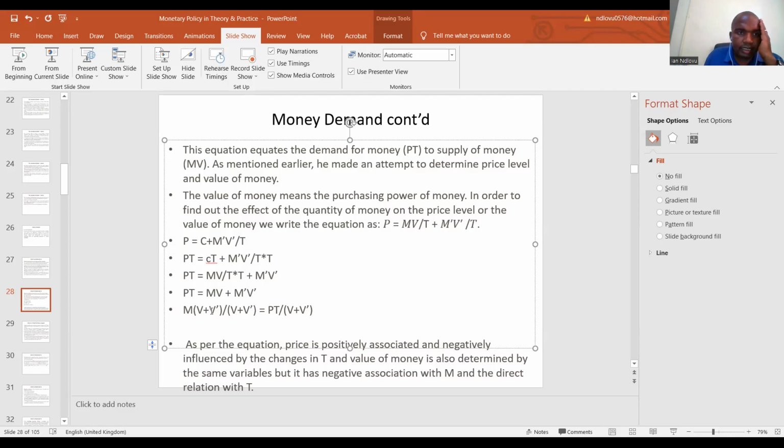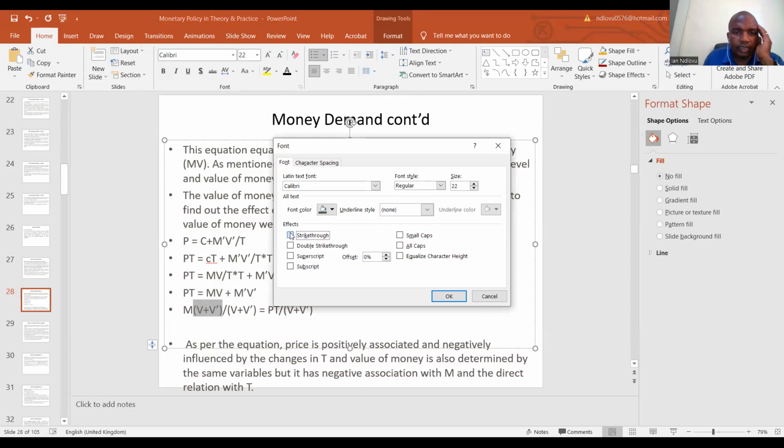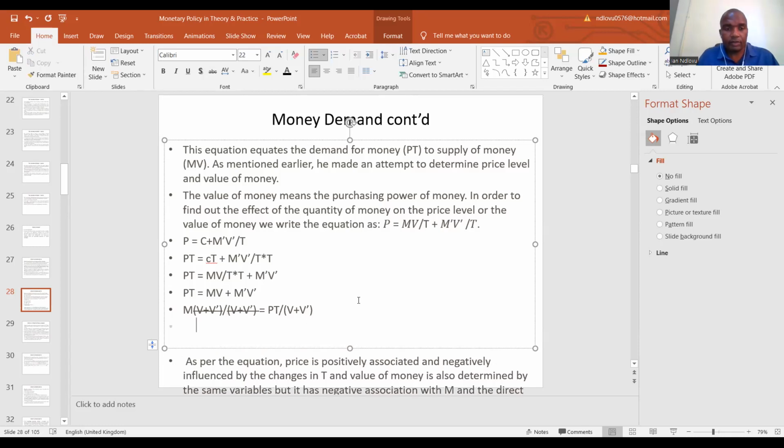So those will cancel each other out, the V plus V prime, as you can see in that demonstration, and then we'll remain with M being equal to PT over V plus V prime.